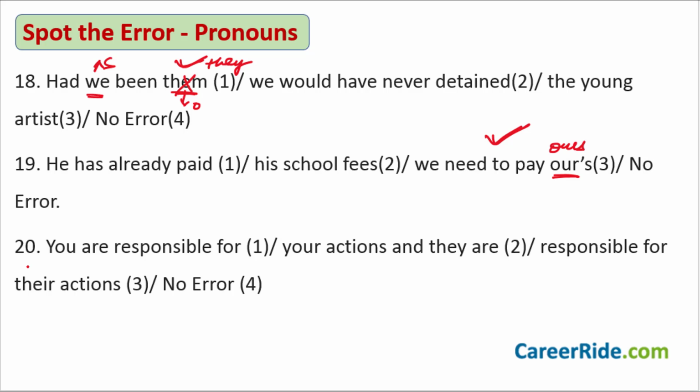Sentence number 20. You are responsible for your actions and they are responsible for their actions. We have seen a similar sentence in one of the previous slides. You are responsible for your actions, right? And we want to avoid the repetitions, right? So that is why rather than their actions, we'll have theirs. You are responsible for your actions and they are responsible for theirs, right?